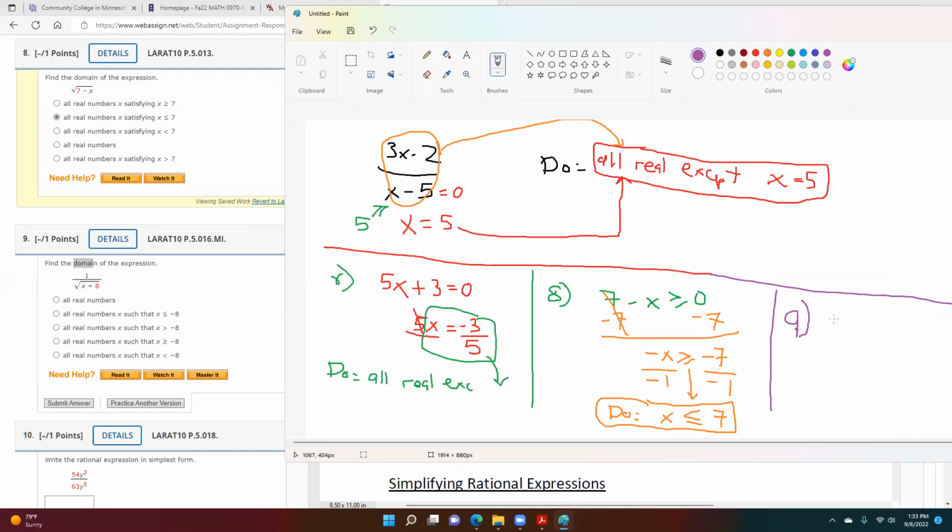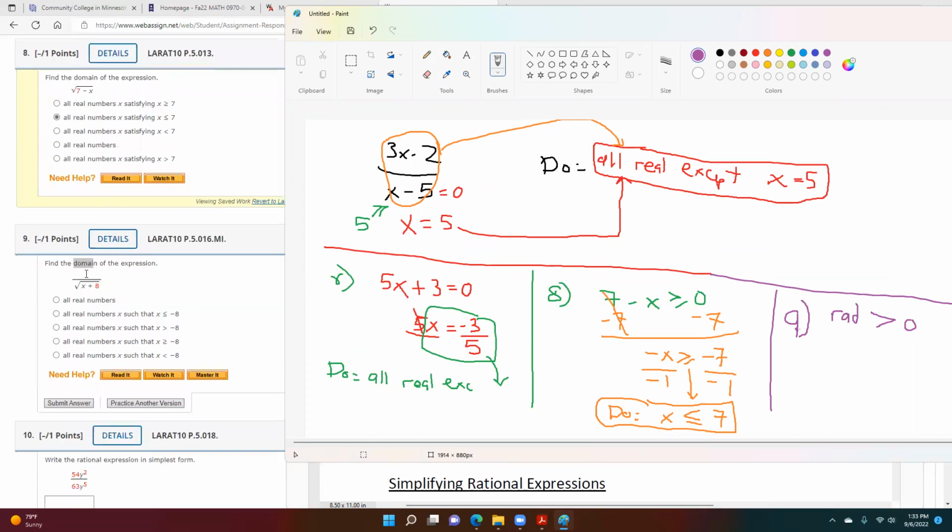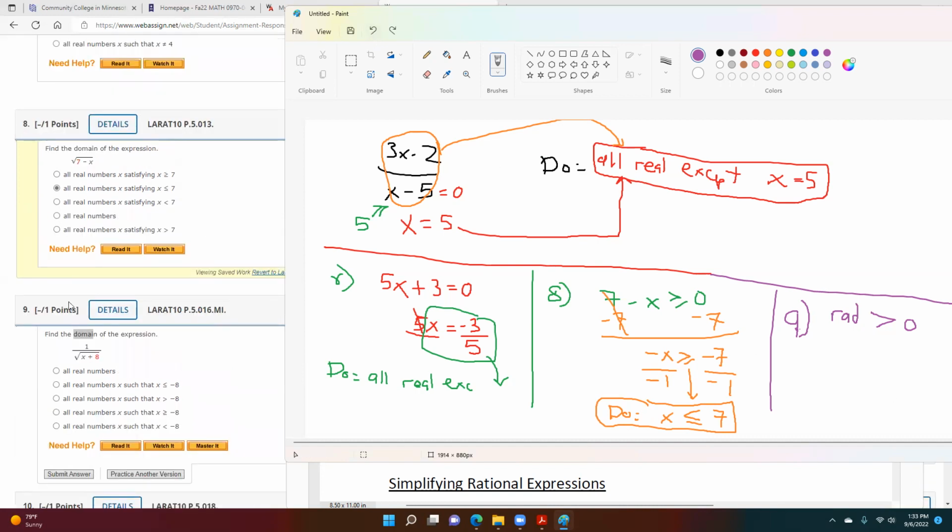so your domain in this case will be taking your radicand greater than 0. Now, last time, if you look at question 8, we take the radicand greater than or equal to 0. But for question 9, we just need to take the radicand greater than 0. The reason why we cannot put equal here is because if it is exactly 0, then you will also get an undefined situation because 1 over 0 is undefined. So we will try not to have the equal to symbol. That is the difference between question 8 and question 9.